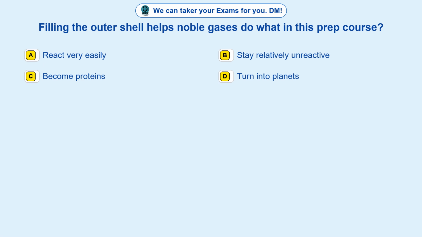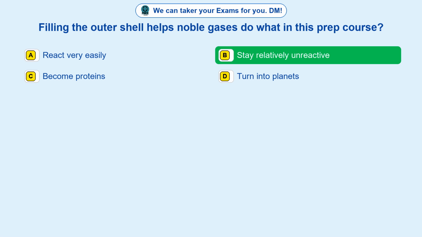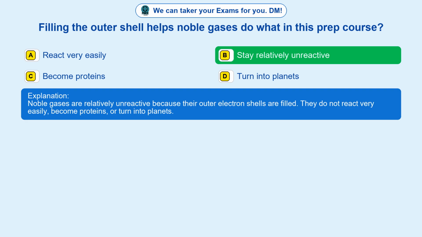Question 41. Filling the outer shell helps noble gases do what in this prep course? Option A, react very easily. Option B, stay relatively unreactive. Option C, become proteins. Option D, turn into planets. The correct answer is option B, stay relatively unreactive. Noble gases are relatively unreactive because their outer electron shells are filled. They do not react very easily, become proteins, or turn into planets.